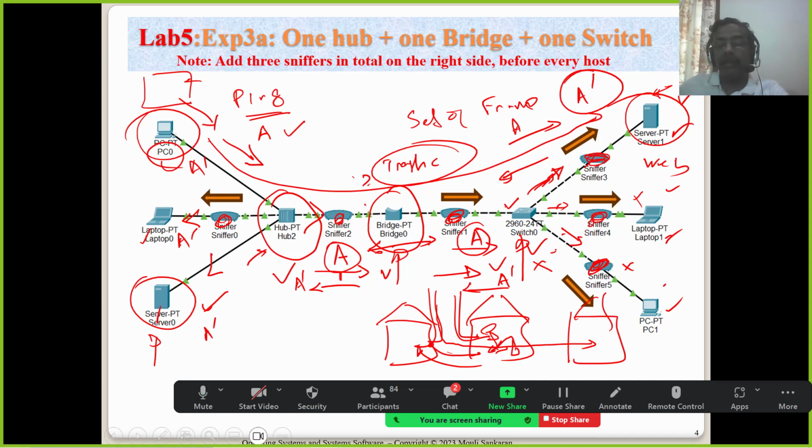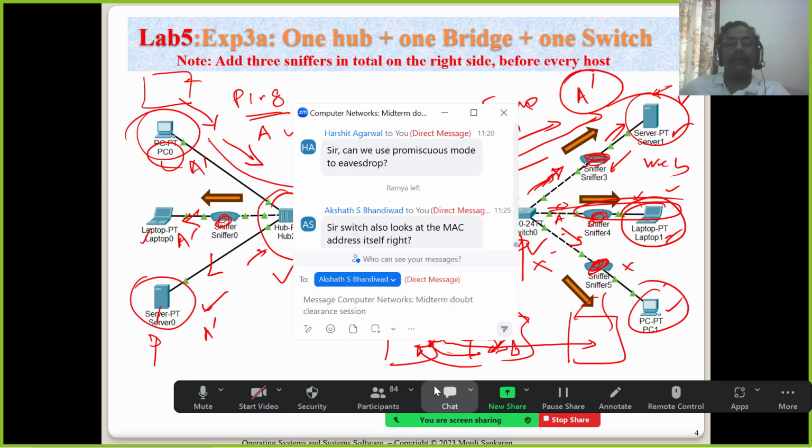So let me explain what I mean by that. In the Ethernet scenario, suppose A prime is coming here, A is also going here. How can this guy eavesdrop on this? It is not even coming to the laptop, right? A and A prime are not even seen here. So you cannot eavesdrop on something which is not even delivered to you. The switch is intelligent enough not to send it to you. So it's not possible.